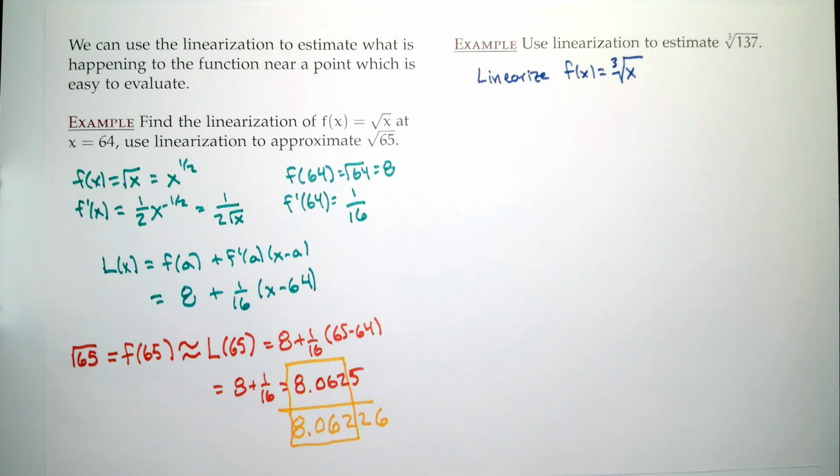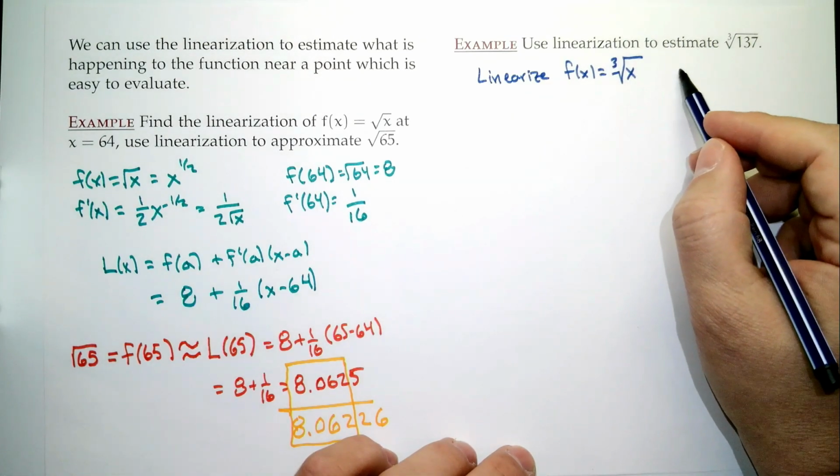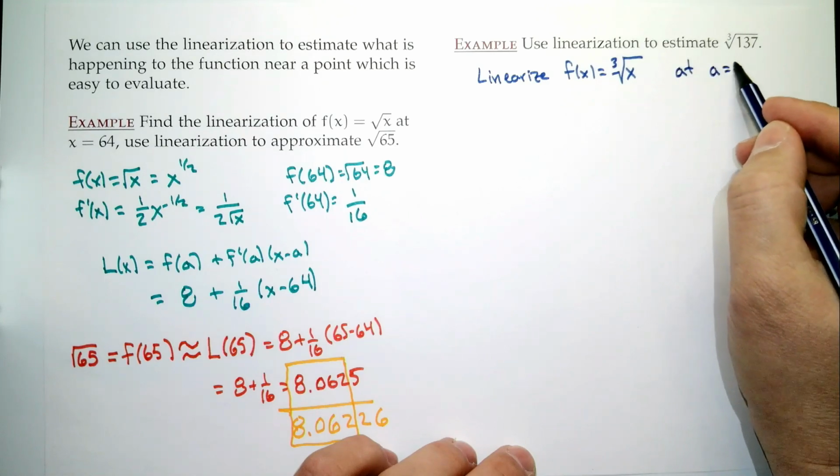So like 1 cubed is 1, that's not really good. 2 cubed is 8. 3 cubed is 27, we're getting closer. 4 cubed, 64. 5 cubed, 125. That's pretty good. And 6 cubed is bigger than that. Yeah, so we're not going to go with 6. Okay, so the idea is we're going to linearize here at the point 125.